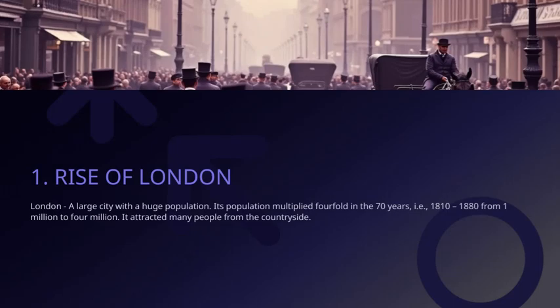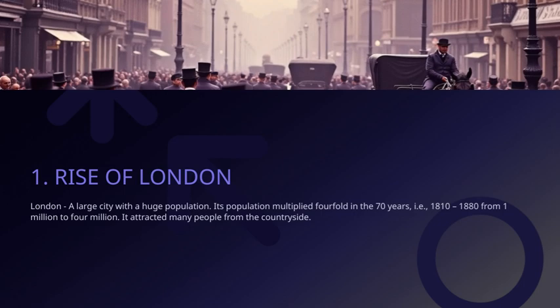London was a large city with a huge population, and what's really remarkable is how quickly it grew during the 19th century. Over just 70 years, from 1810 to 1880, its population multiplied fourfold, jumping from about 1 million people to 4 million. This rapid growth was largely driven by people moving from the countryside into the city, seeking new opportunities and a better life.